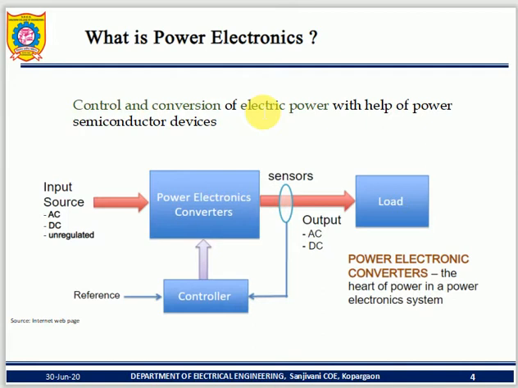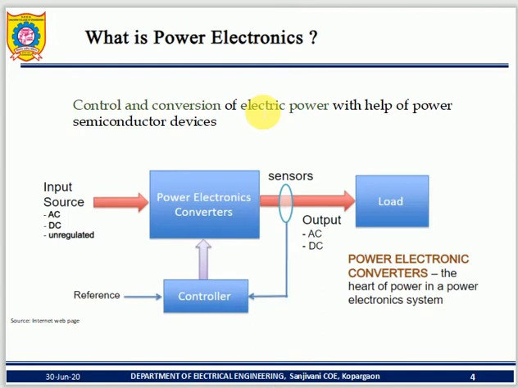Form number one is AC to DC, called a rectifier. A mobile phone charger is doing rectification; it is a small rectifier. Then DC to DC conversion is a chopper. Then the third one, DC to AC, is called an inverter.